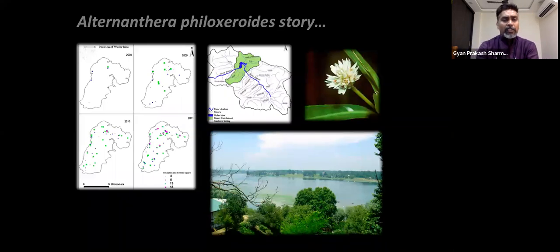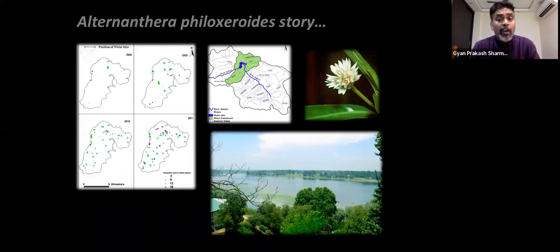This is another species which I want to talk about as an intruder or alien invasive species in nature, which is an aquatic species. This is Alternanthera philoxeroides, and this species is also known as the alligator weed. And we conducted a study in Wular Lake. We started in 2008, and then in 2011, we did a modeling exercise on how the patches of Alternanthera philoxeroides, which is actually native to tropical America, but now has invaded many of the water bodies in our country. Wular Lake is a high altitude lake, which is not expected to have that many alien species, but it is there.